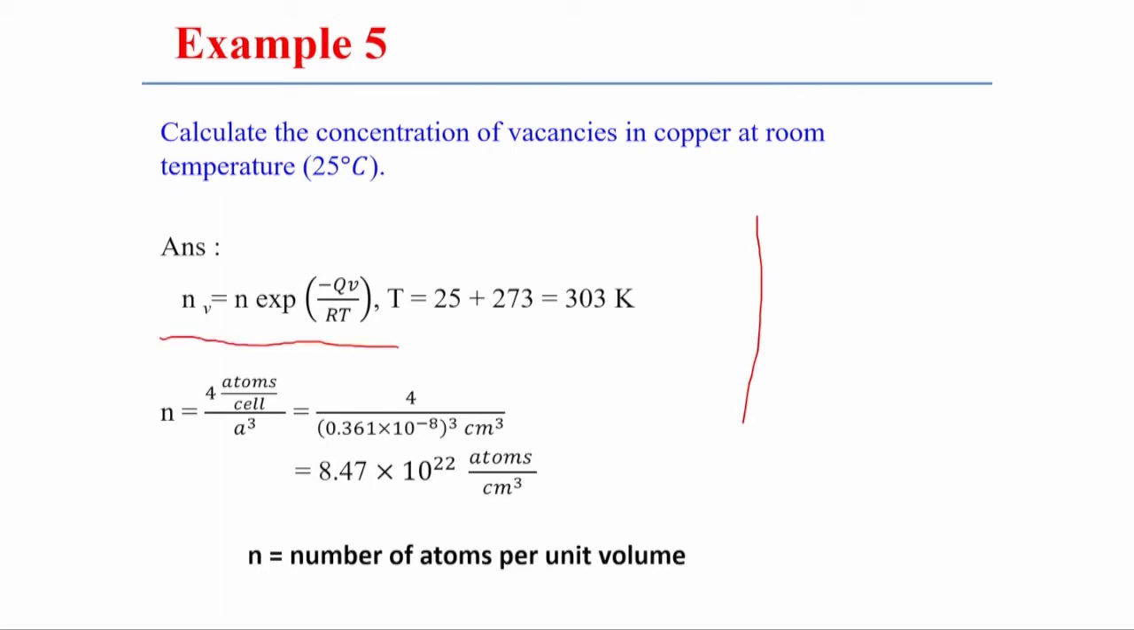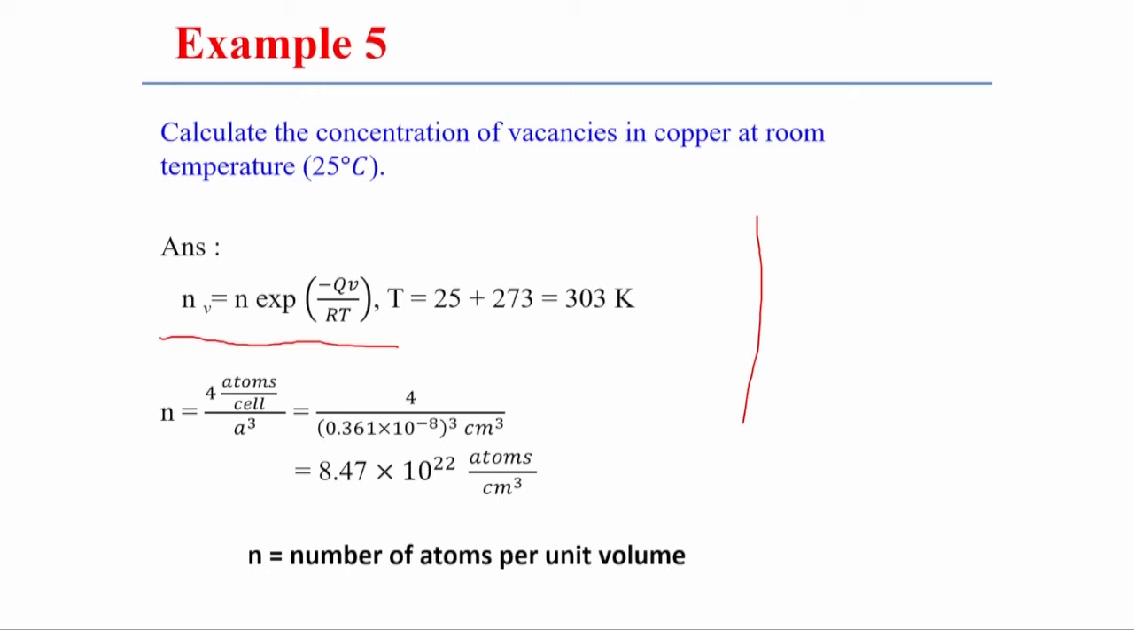We have already explained that the amount of vacancies in a crystal structure can be represented by this equation, where n_v equals N exponential minus Q_v by RT. Here Q_v is the activation energy to create defects like vacancies, R is the characteristic gas constant, T is the temperature, but what is the N here? In what way can you represent the N here?